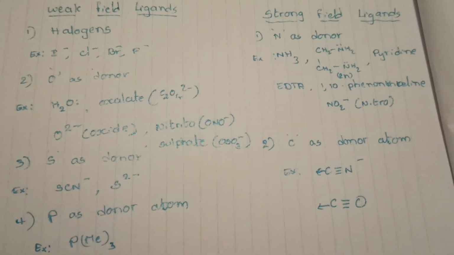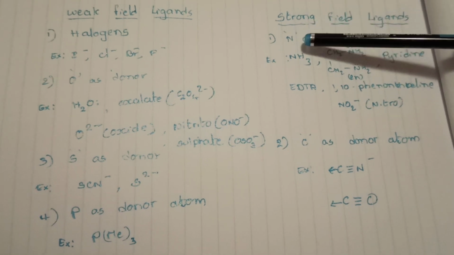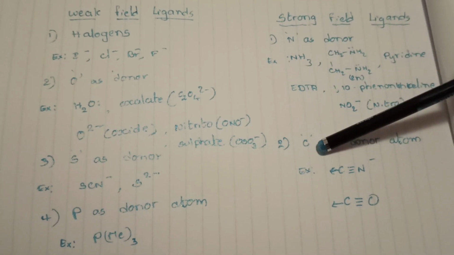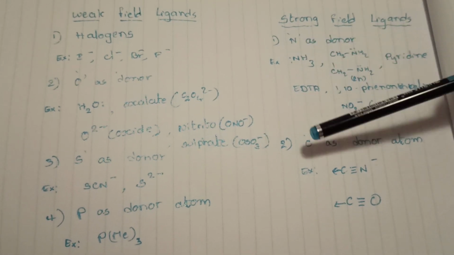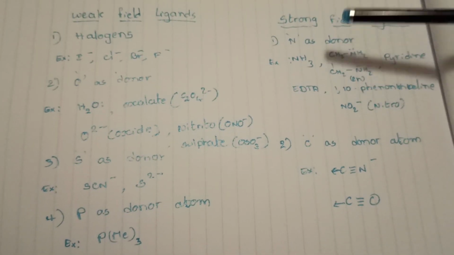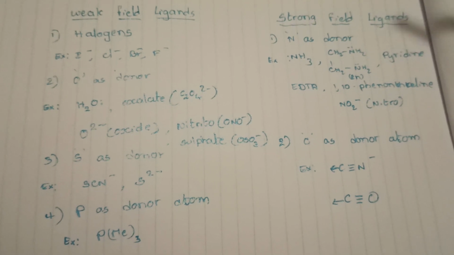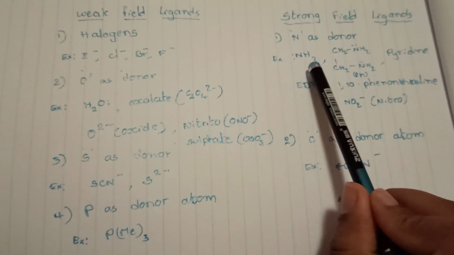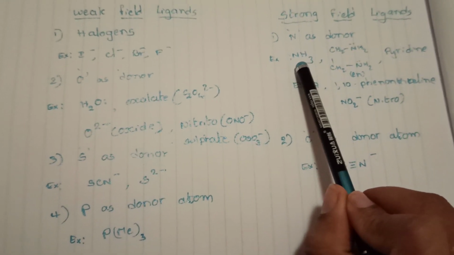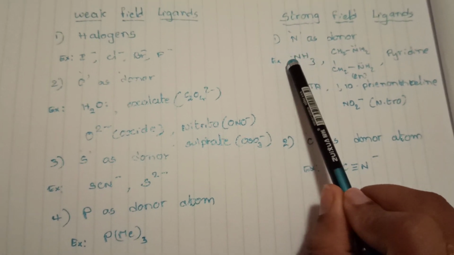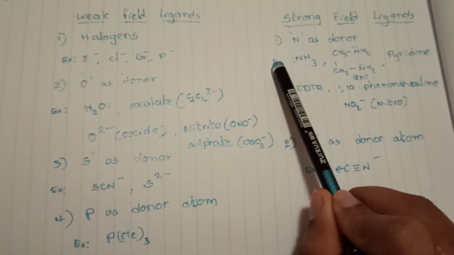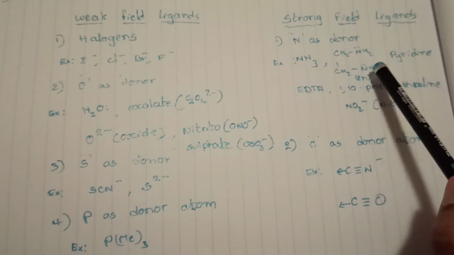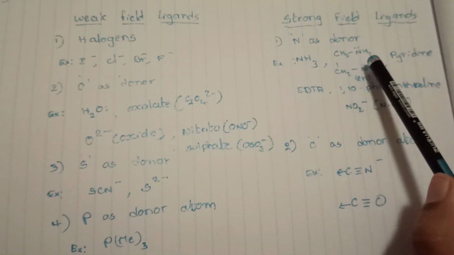Now coming to the strong field, there are only two donor atoms you need to remember: nitrogen and carbon. If your ligand has a donor atom that is either nitrogen or carbon, you can say that ligand is a strong field ligand. For nitrogen as a donor atom, the example is ammonia. Ammonia has nitrogen, which acts as an electron pair donor and binds with the metal through a coordinate covalent bond.